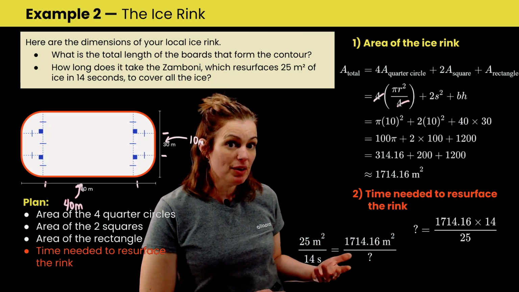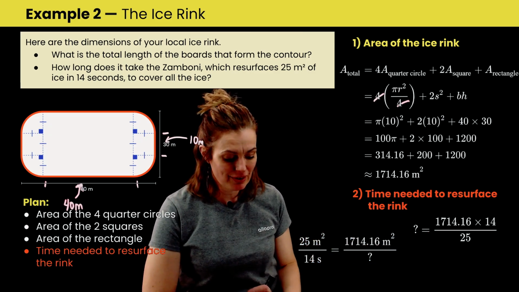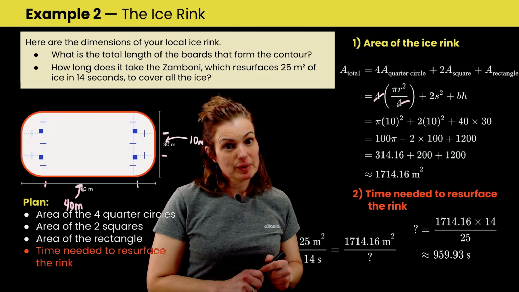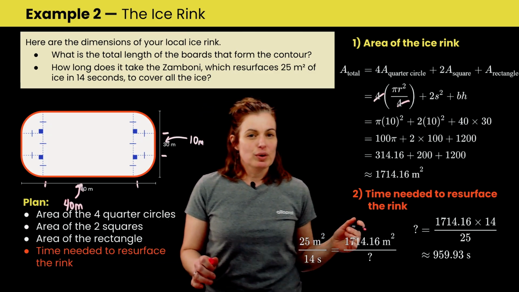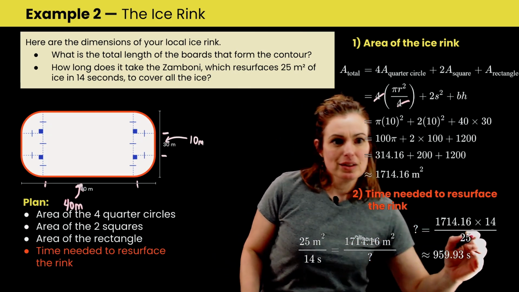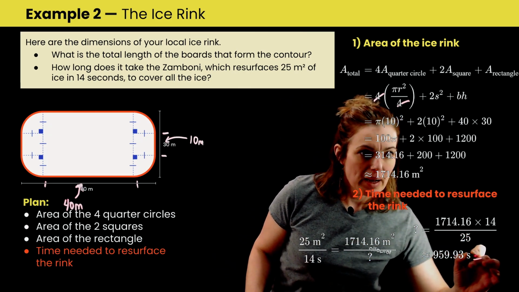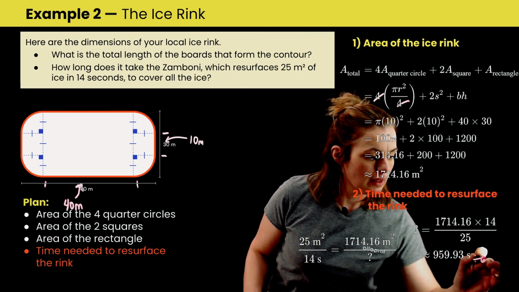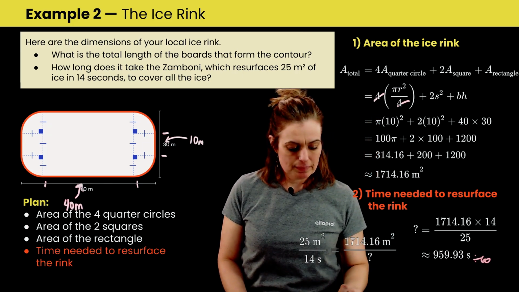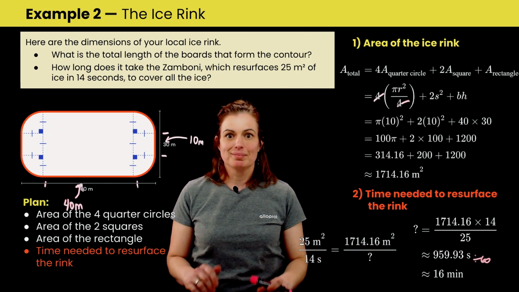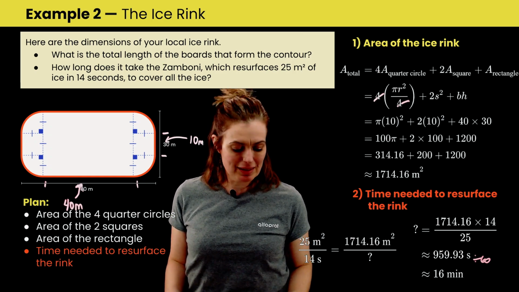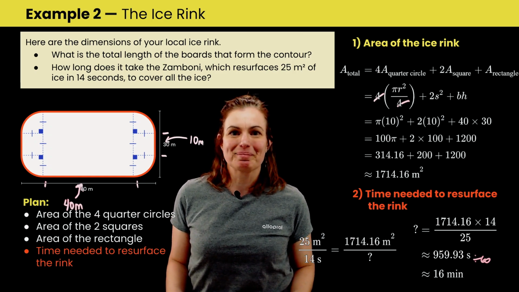1,714.16 multiplied by 14 and divided by 25 for a total of approximately 959.93 seconds, which, of course, there are 60 seconds in every minute. So if I divide this number by 60, I get approximately 16 minutes. So it takes about 16 minutes to resurface this rink.